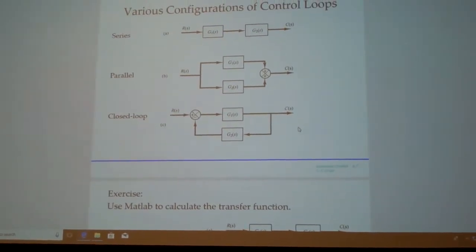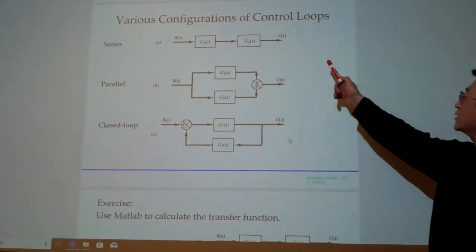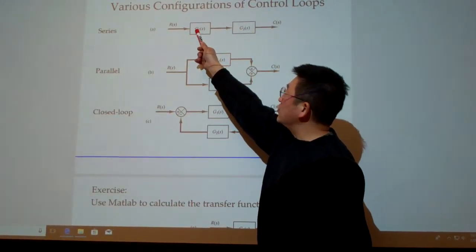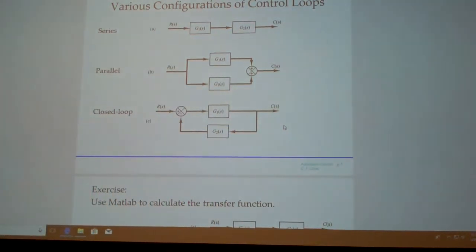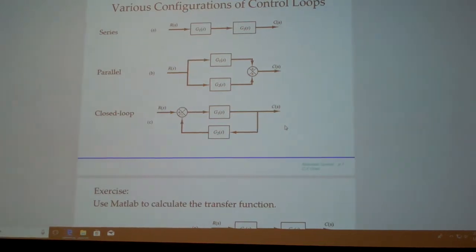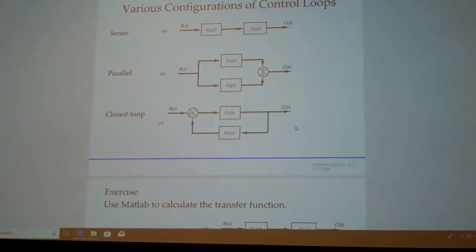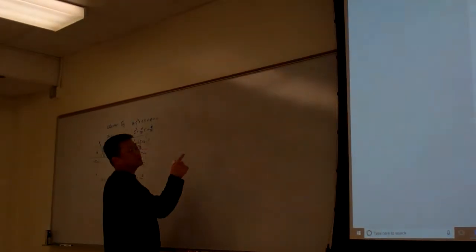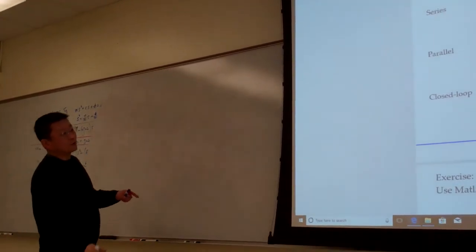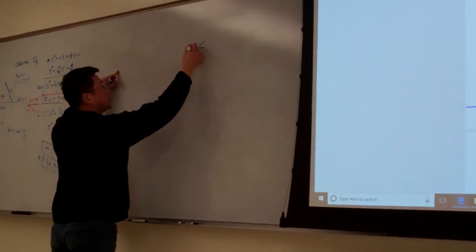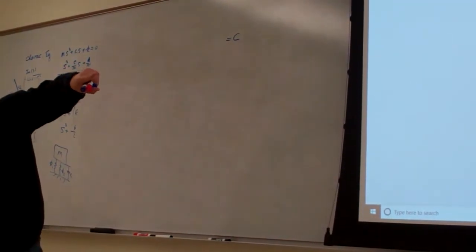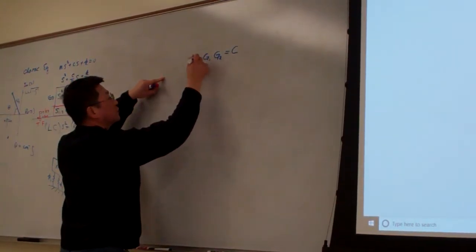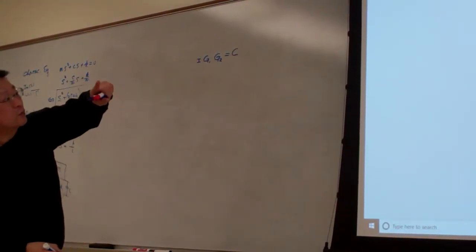For the individual cases, the first case is simply C equals G2 multiplied by this signal, which in turn equals G1 multiplied by R(S). So for that one, we can put it into this. If you like, I can write it out in the same order. So C equals G2 multiplied by whatever signal, that signal multiplied by G1, and G1 multiplied by our input R.